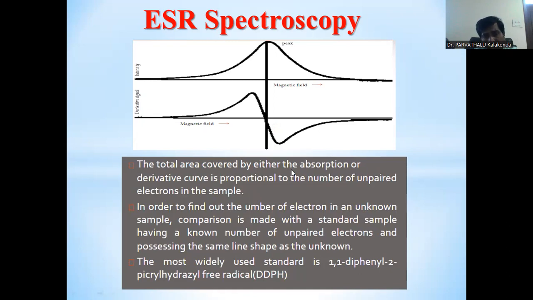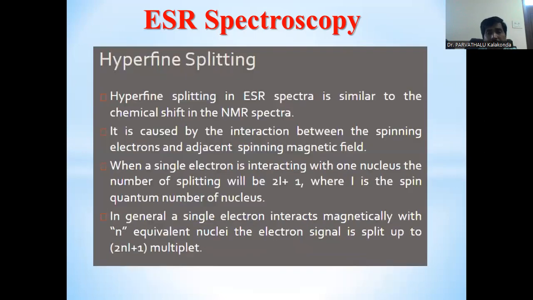So now you understand that whatever peak you get, you have to calculate the area under the peak. That area is directly proportional to the number of unpaired electrons in that sample.